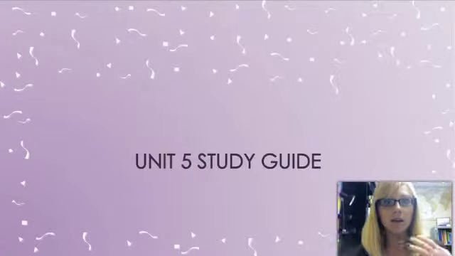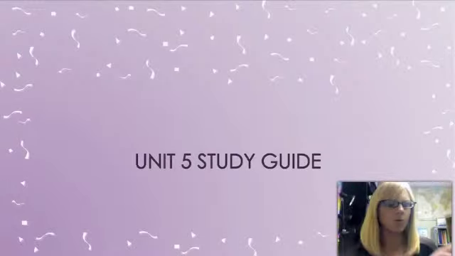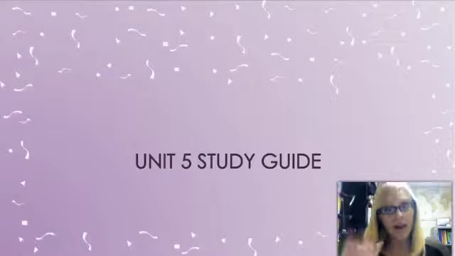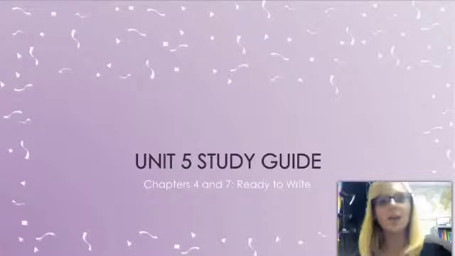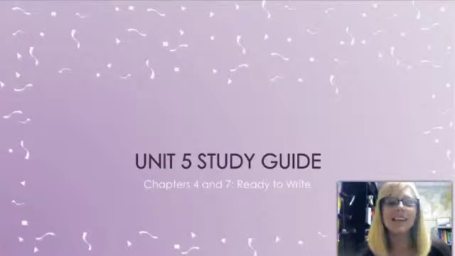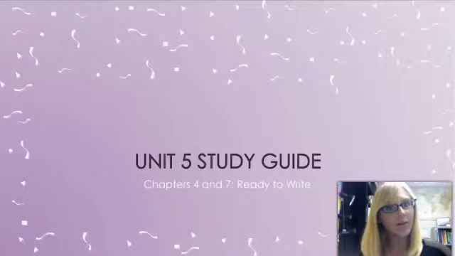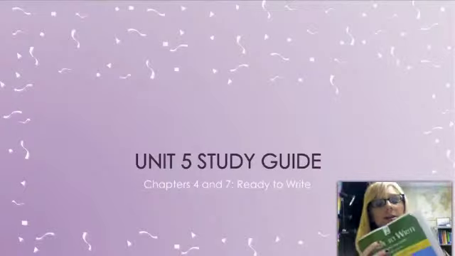Now remember, all of these pieces of information are going to come from this book, which is You're Ready to Write 2. We are on Unit 5. Unit 5 is made up of chapters 4 and 7. So if you go ahead and get it out, in the presentation I'm going to give you a couple of page numbers that you can look at for reference. So if you've got this, you can get it out.